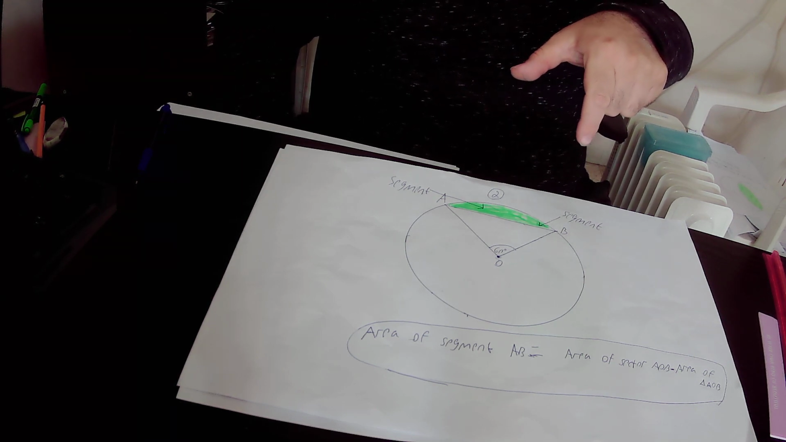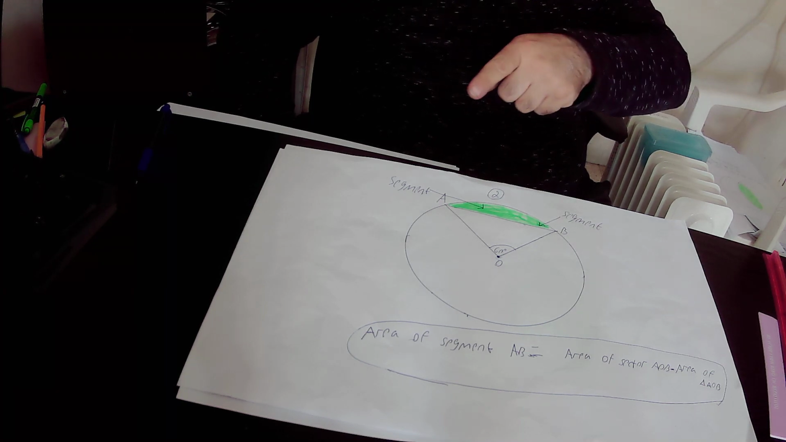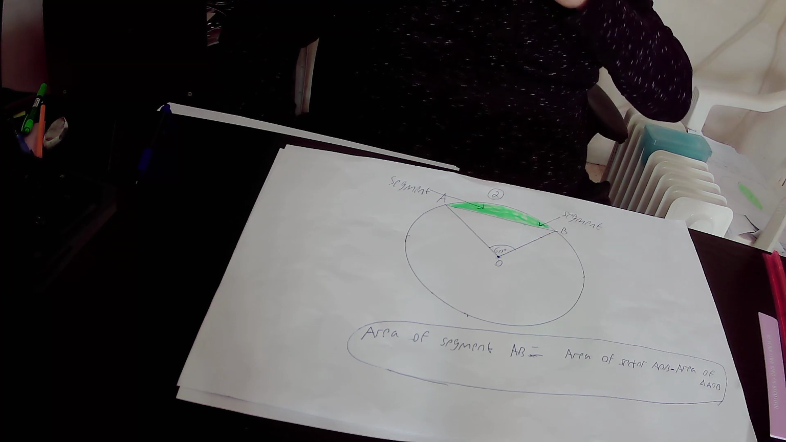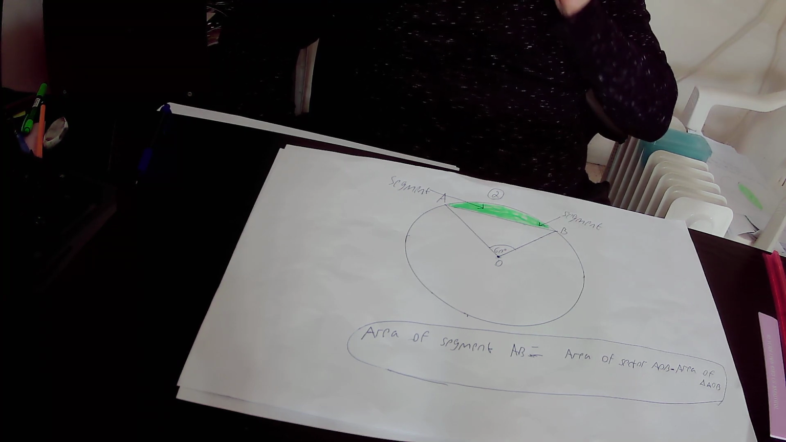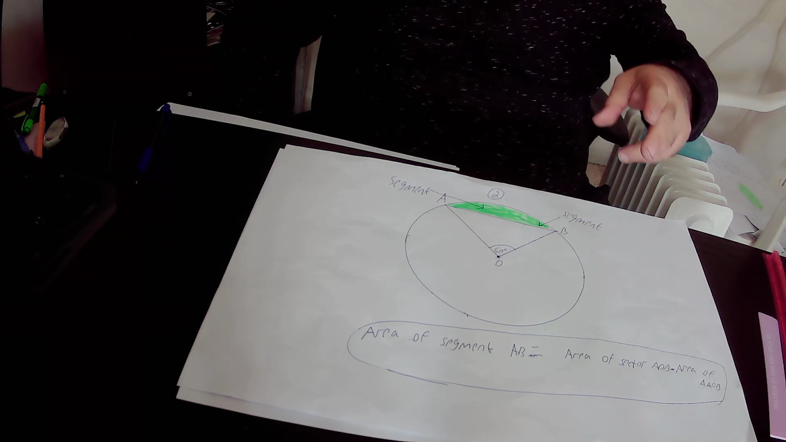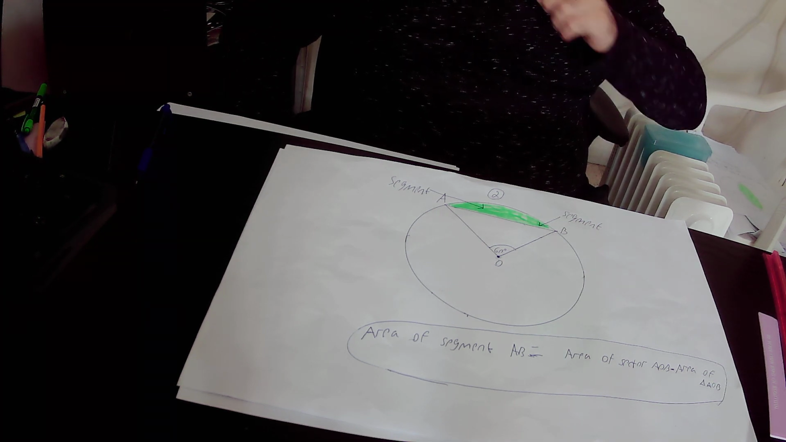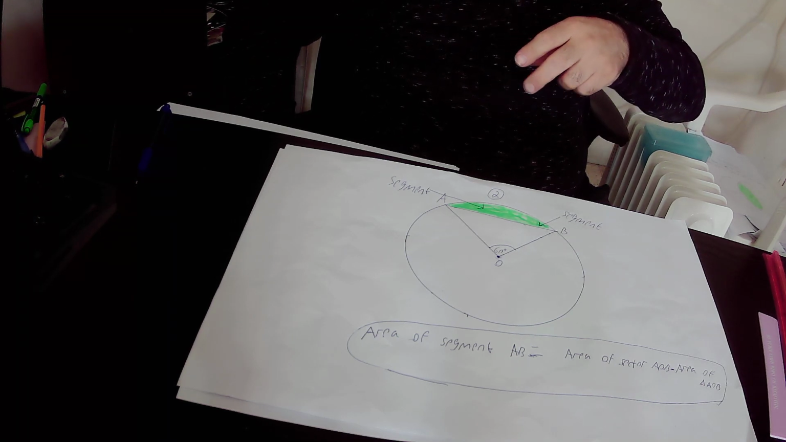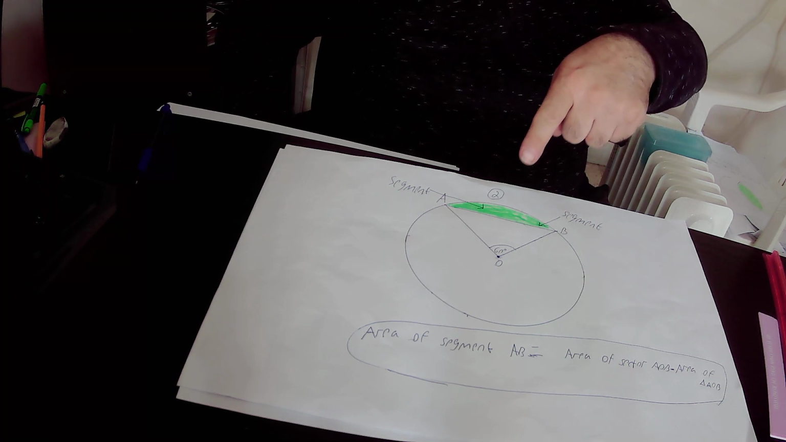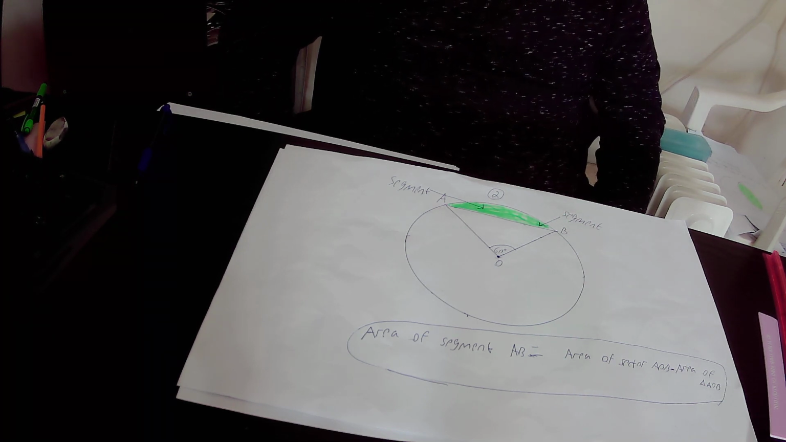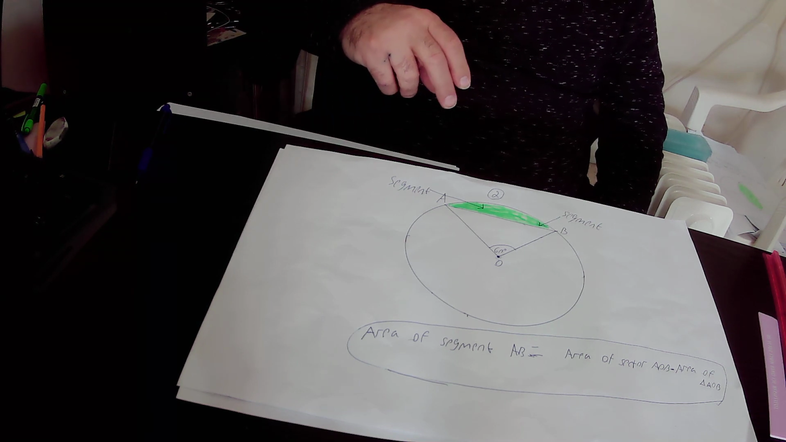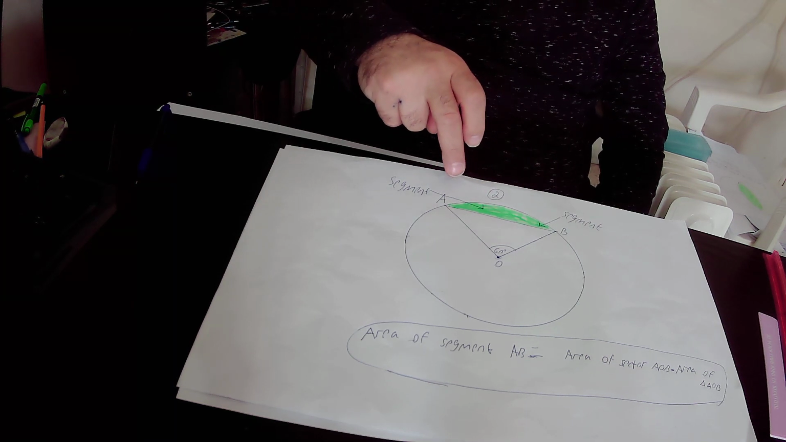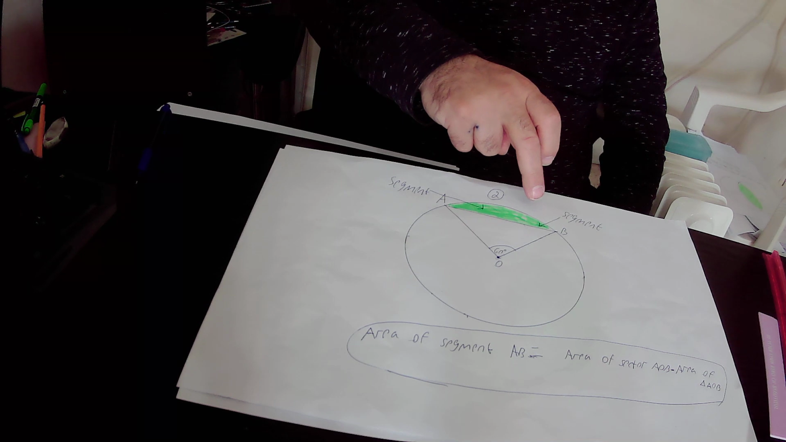So here we have segment AB, that is actually the area that is bounded by chord AB and arc AB, and the area of this segment AB is equal to the area of sector AOB minus the area of triangle AOB. Okay, if you subtract from the area of sector AOB the area of triangle AOB, you will get the green shape that is the area of segment AB.